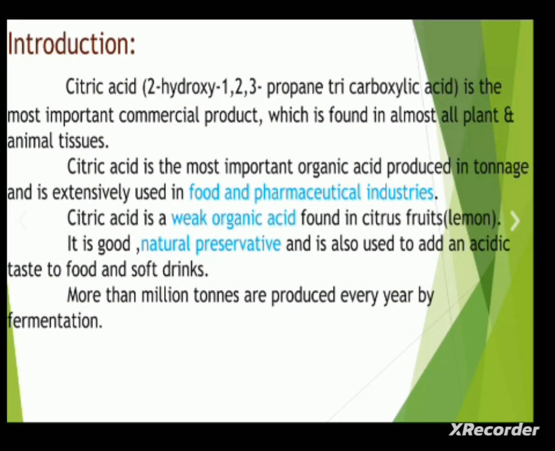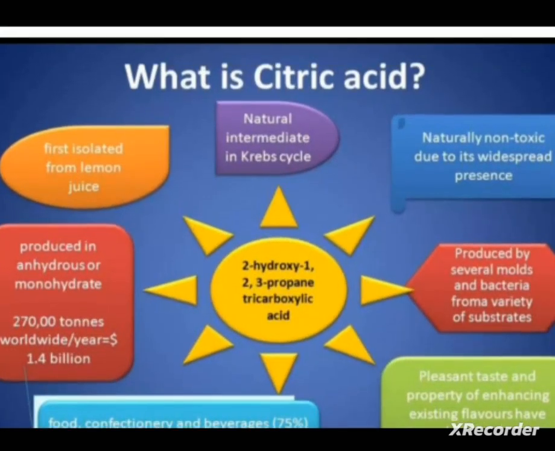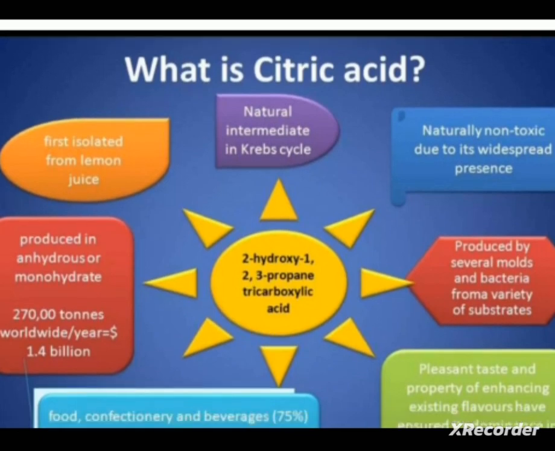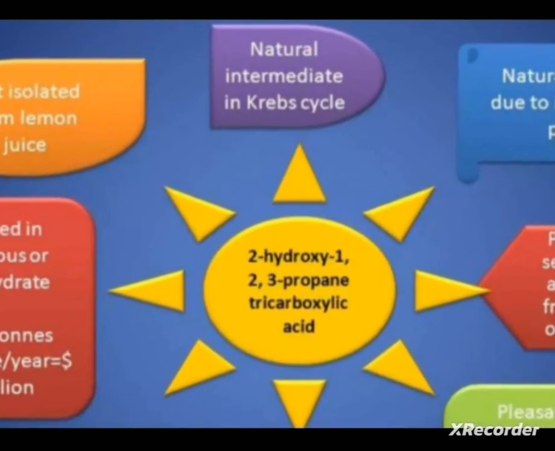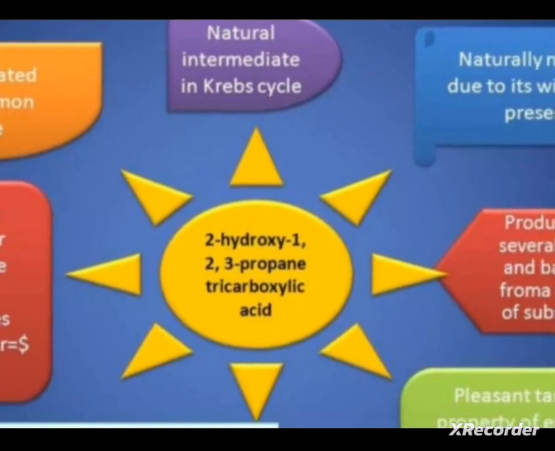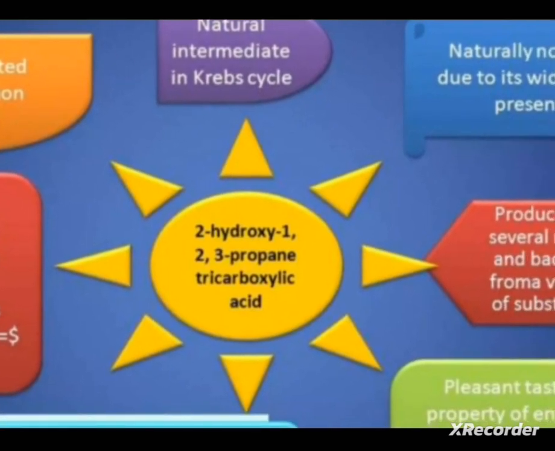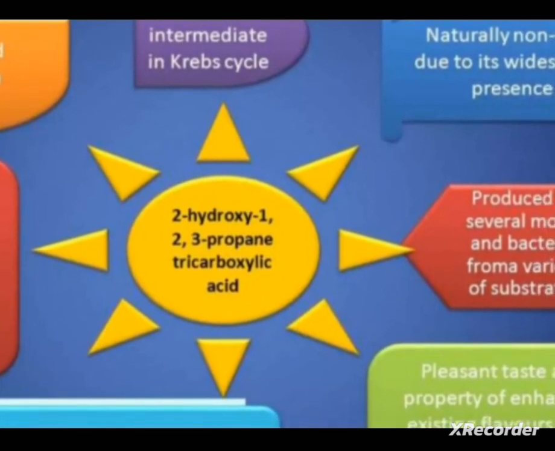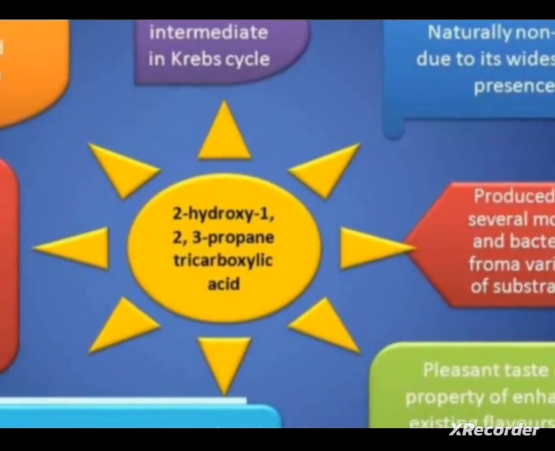So again, I have a very good chart which demonstrates what citric acid is. See, it is a natural intermediate in the Krebs cycle, produced in anhydrous or monohydrate forms, produced by several modes, and bacteria form a variety of substitutes. See the beautiful schematic diagram.